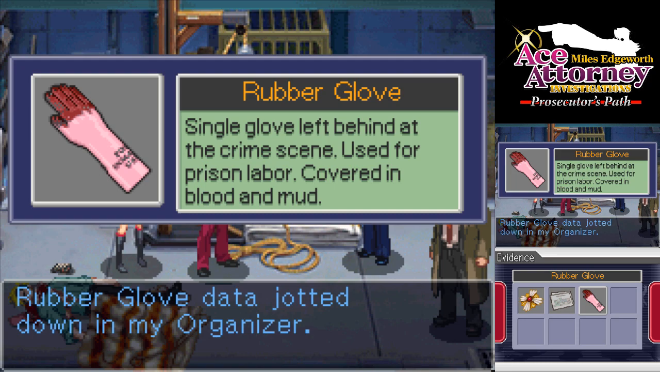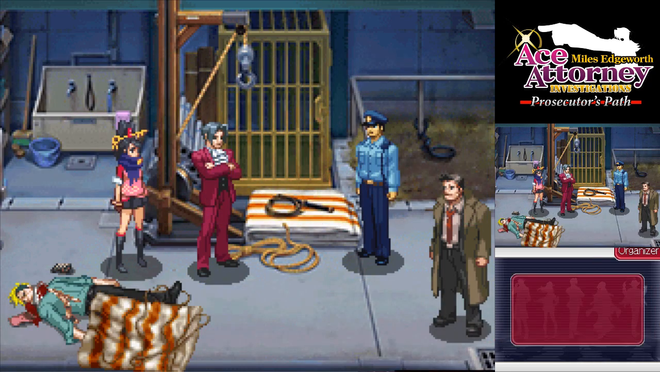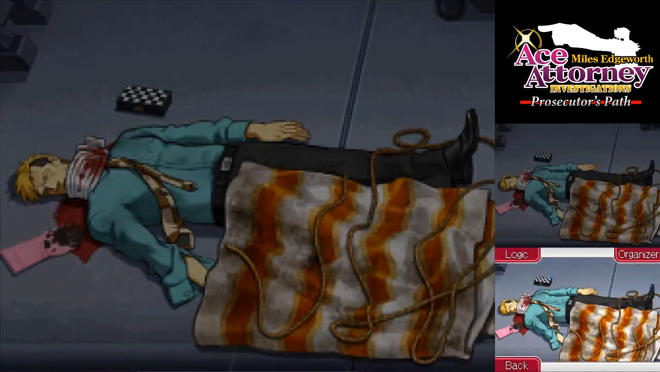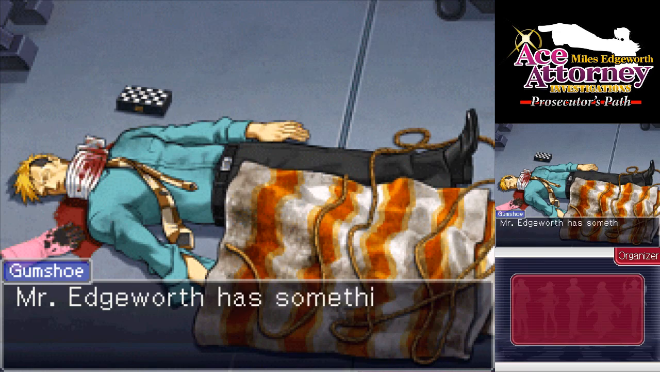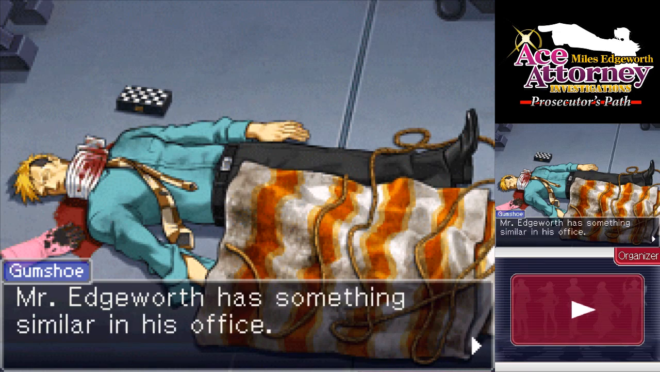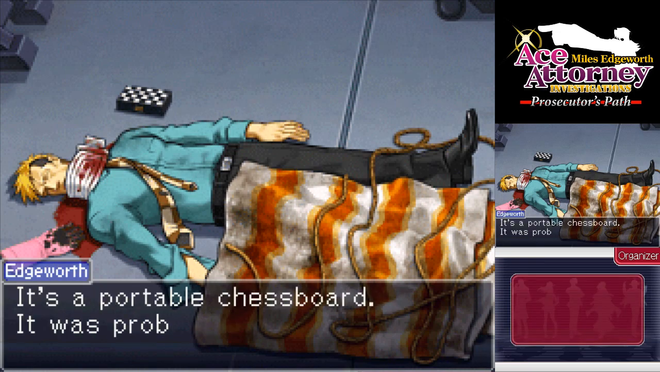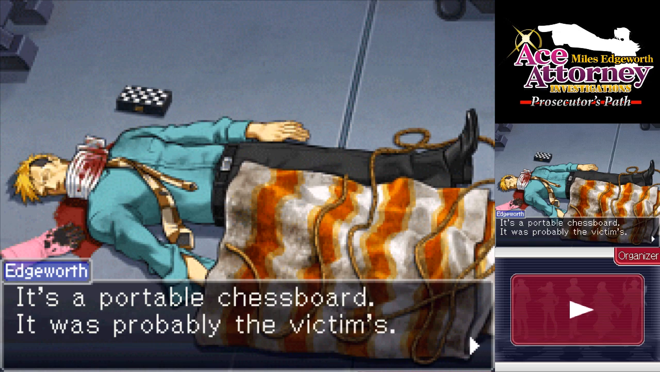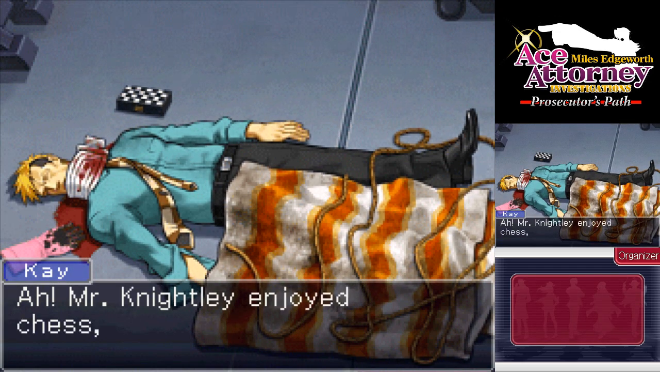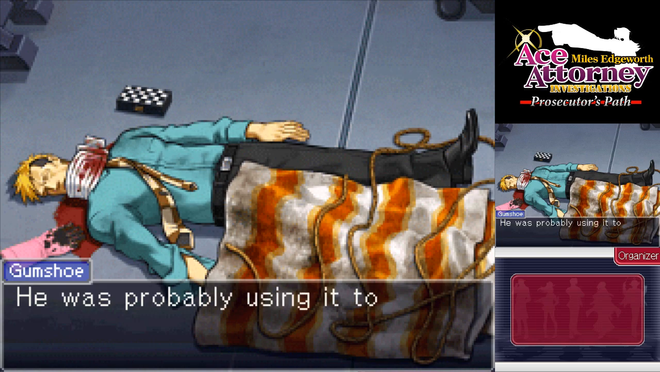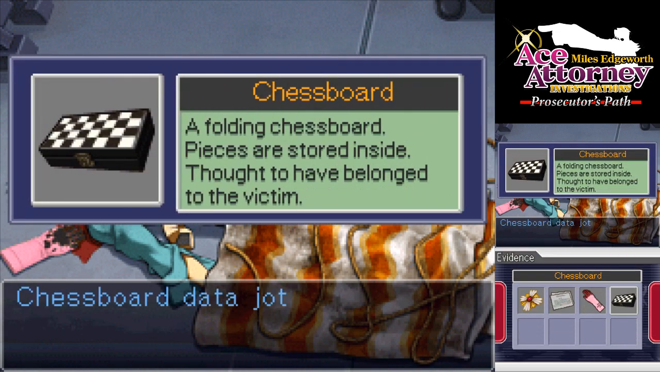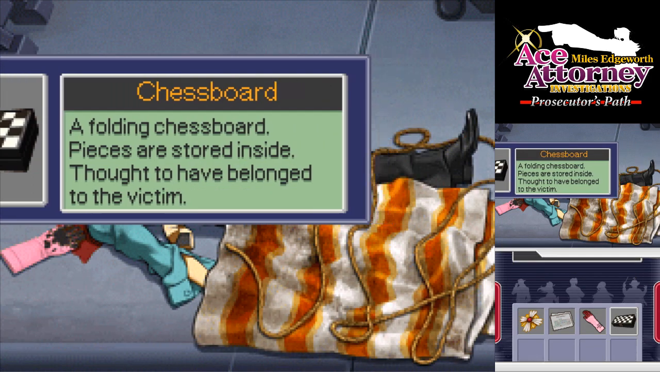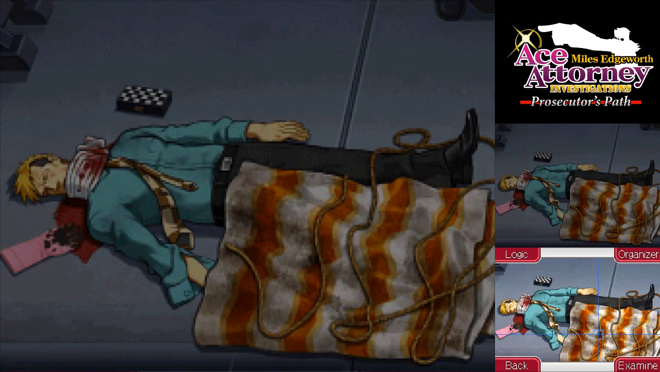Rubber glove data jotted down in my organizer. Oh, hey, it's a chessboard. Huh? What's this? Mr. Edgeworth has something similar in his office. It's a portable chessboard. It was probably the victim's. Ah, Mr. Knightley enjoyed chess, right? He was probably using it to pass time in the detention center. Chessboard data jotted down in my organizer.